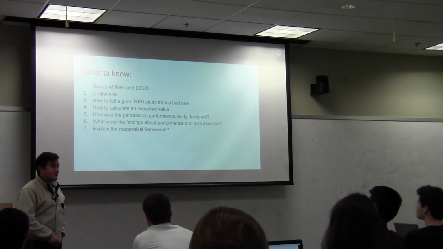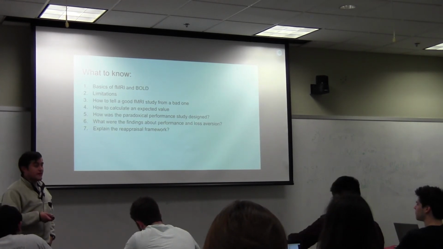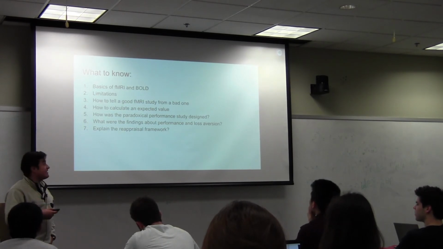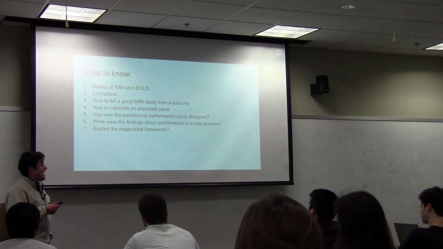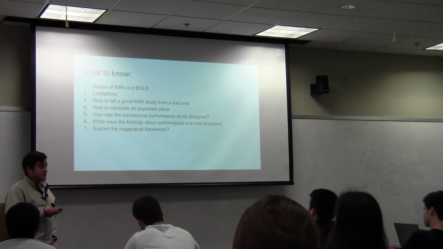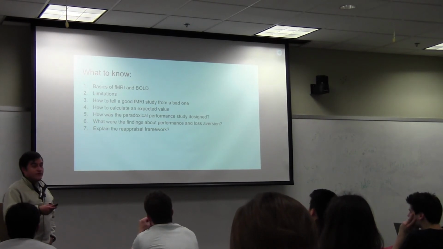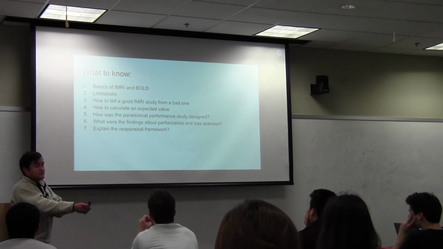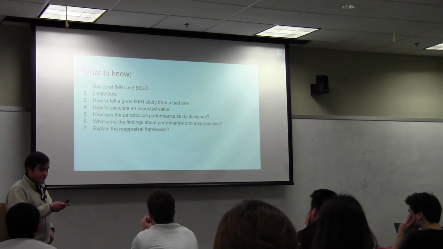Okay, so just as a general overview of his material, what you really need to know is basically how fMRI and BOLD work and what the limitations of that are, how you tell a good MRI study from a bad one, how to calculate an expected value. He went over this with the coin flips at some point during his lecture. In what way was the paradoxical performance study designed? And then what were the findings about loss aversion and performance? And then finally, explain this reappraisal framework, which was just kind of their conclusion from the study that they did.